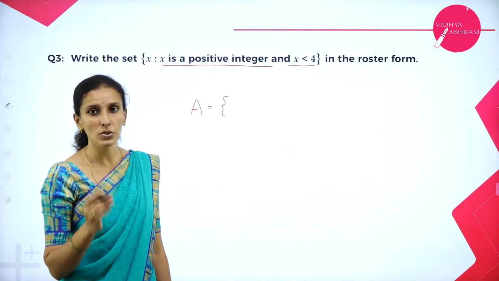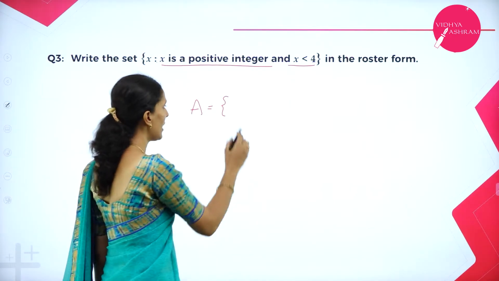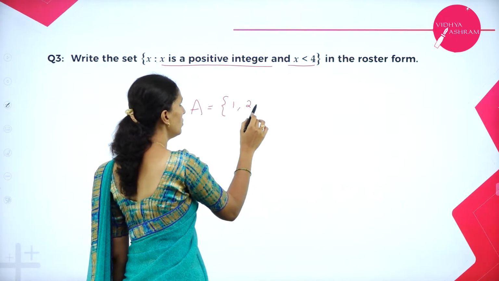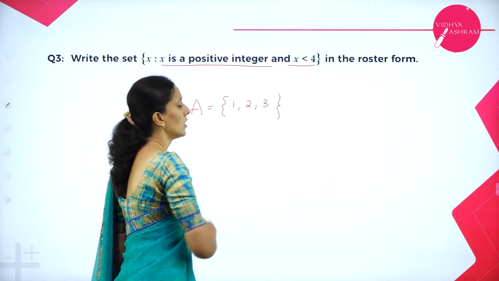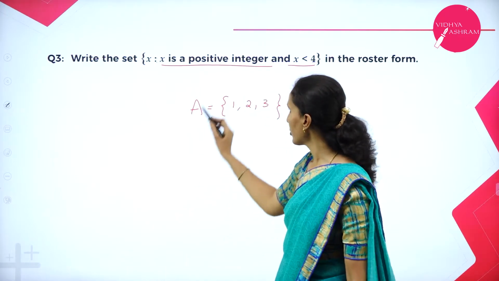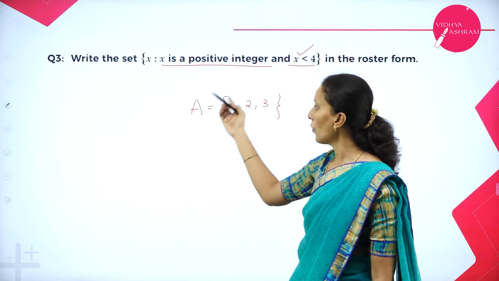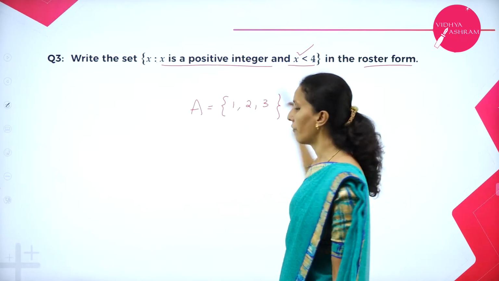What are the numbers which are less than 4 and must be a positive integer? That is 1, 2, 3. So these are the only numbers which are positive integers as well as less than 4. So this is how we write this in roster form.